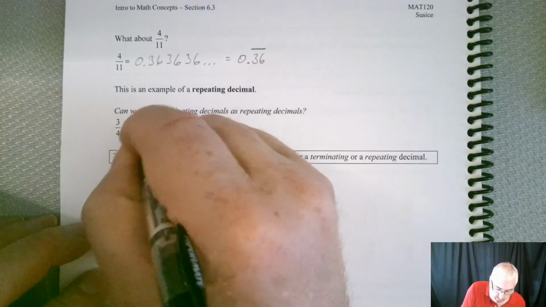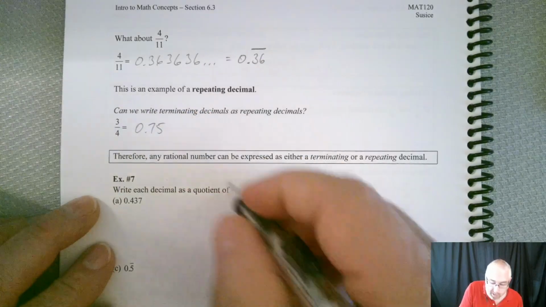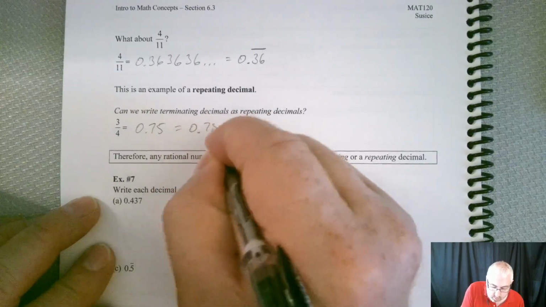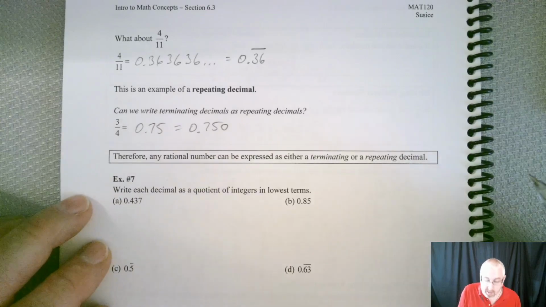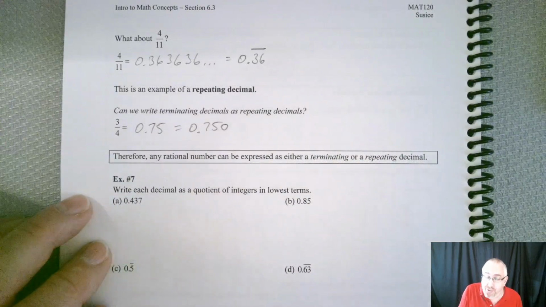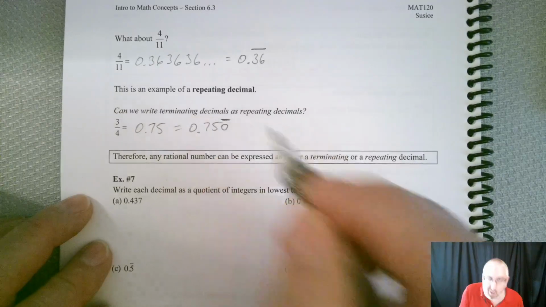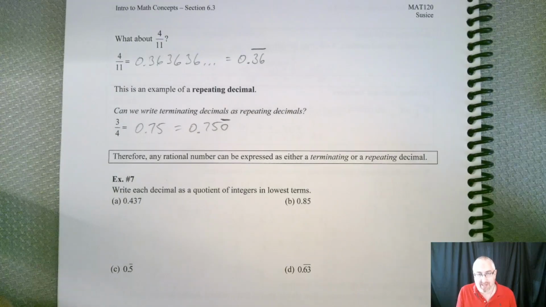We know 3/4 is 0.75, but if we wanted to make it repeating, can we add a 0 to the end of it? Does it change it? No. Could we add even more zeros? Sure. We could add an infinite number of zeros. We could put an overbar over the 0, and that would make it repeating. Do we do that? No. That's crazy to do that.